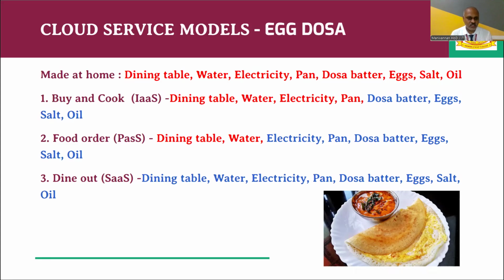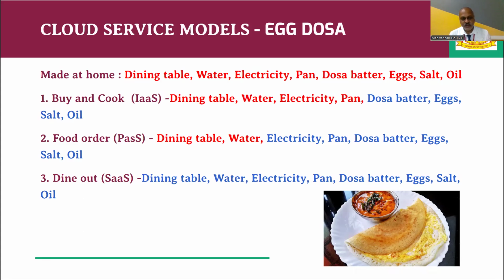Suppose you just think of it, there are three methods. One method is the buy and cook method. Here you are buying dosa batter, egg, salt, oil from the grocery shop. Okay, you are preparing it, and you are having it in your home, right? So you prepare the egg dosa. This is the first method.